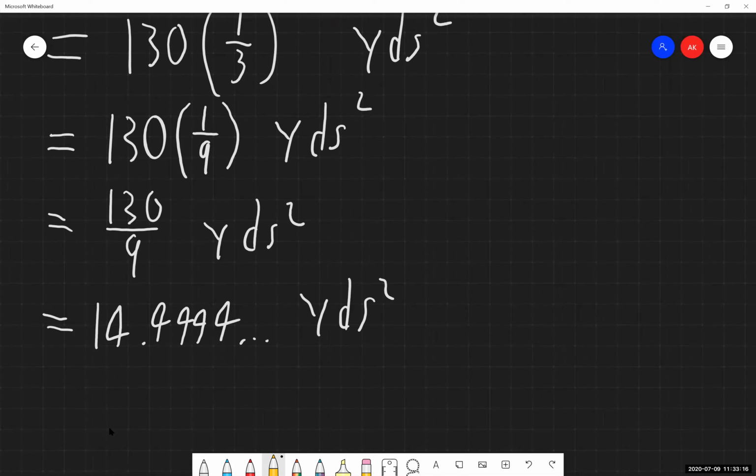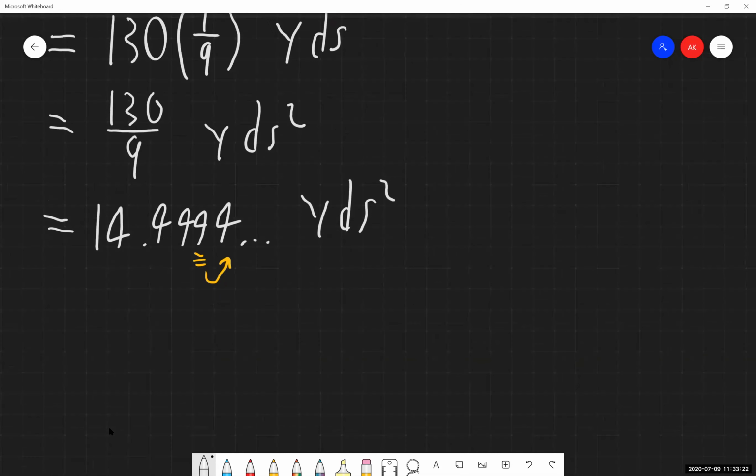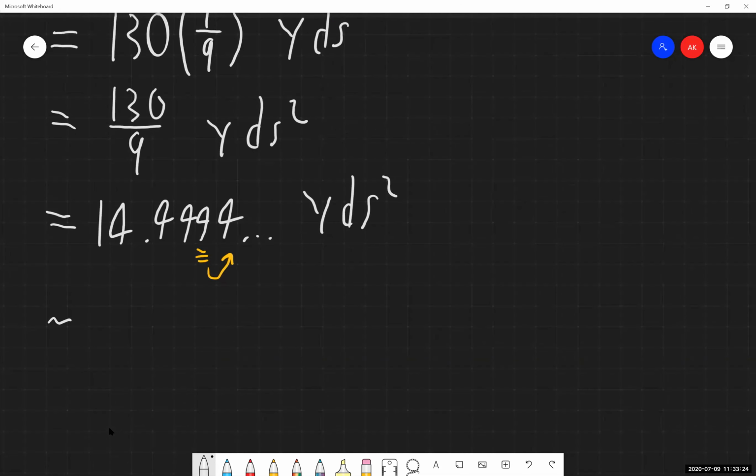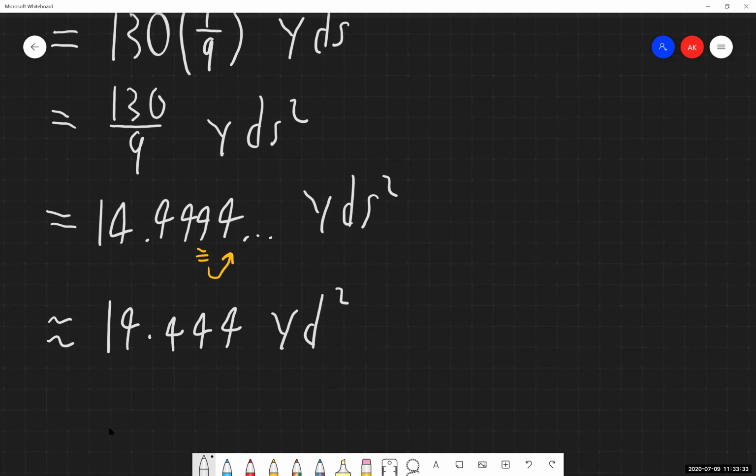We're told to round to the nearest thousandths. That's right here. Look at the number just to the right of it. It's less than 5, so I'm rounding down, which means my final answer is going to be approximately 14.444 square yards. And we have our final answer. We'll make that 14 a bit clearer. Should be a 4, not a weird looking potential 9. There we go.